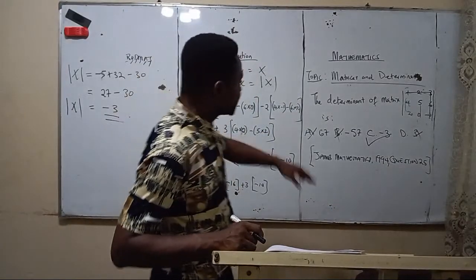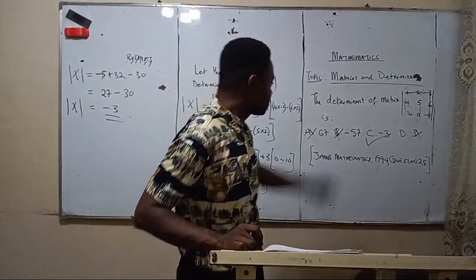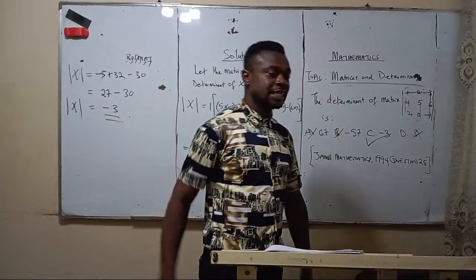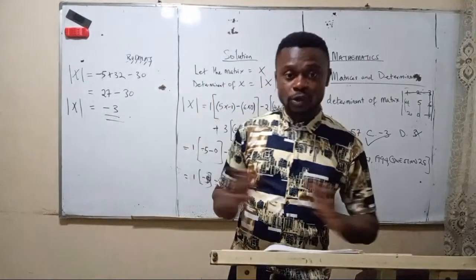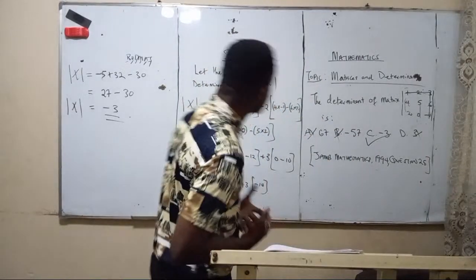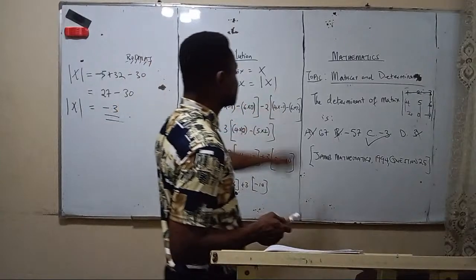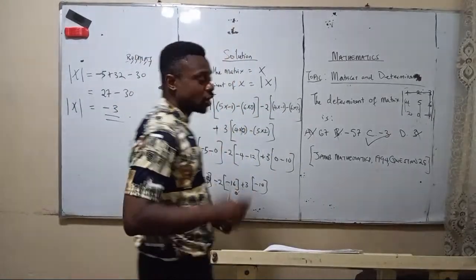All right, so the answer to JAM Mathematics 1994 question 25, the determinant of the matrix, is -3. The answer is -3. Okay, so I will give room like 1 minute or 2 for questions. If you have any questions in any of the steps I took here, please ask your question and I will answer it.